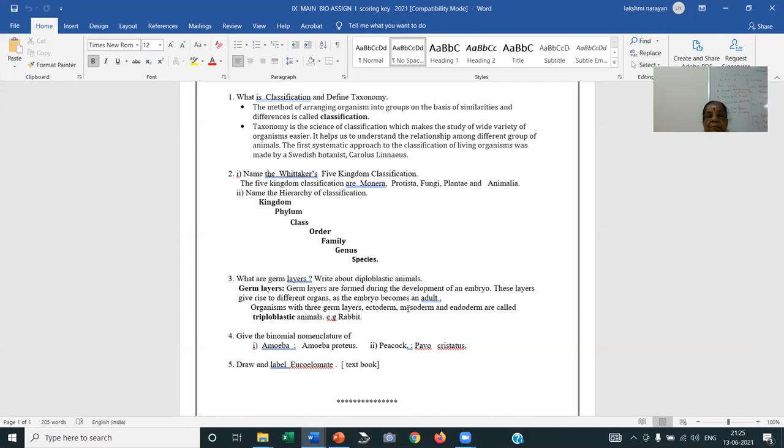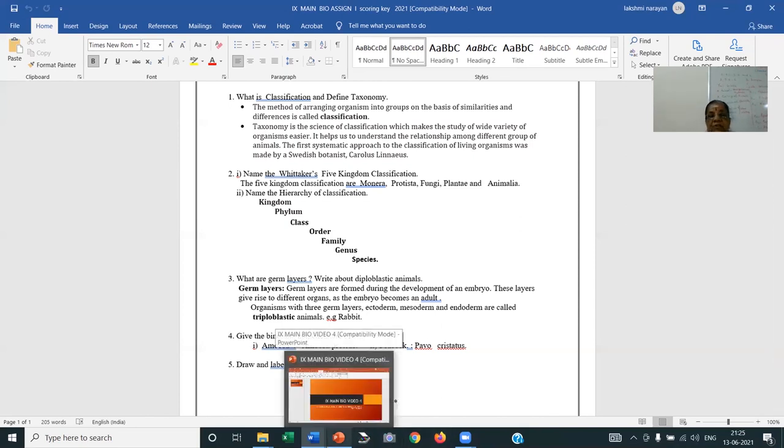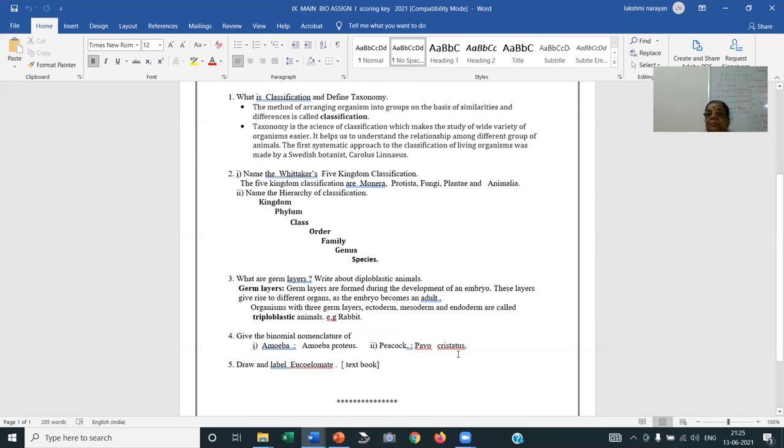Then give the binomial names: amoeba is Amoeba proteus, and peacock is Pavo cristatus. I hope you understand. So this is binomial nomenclature. What is binomial nomenclature? It is the naming of an organism using a generic name and a specific name. In that, Amoeba is the generic name and proteus is the specific name.